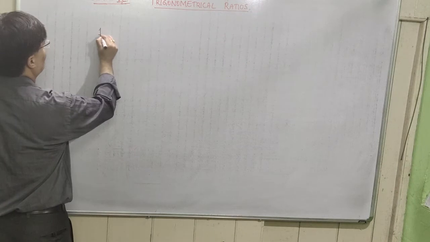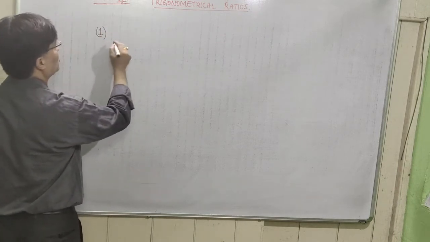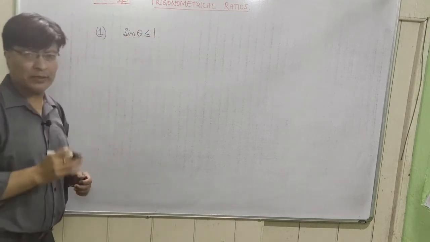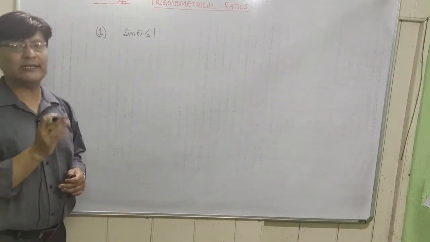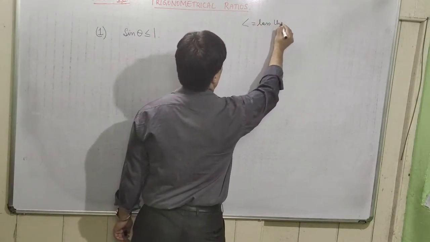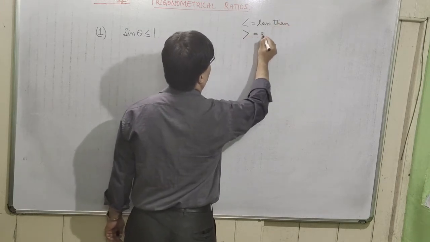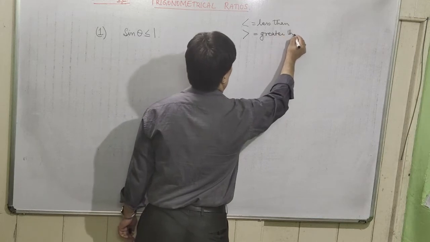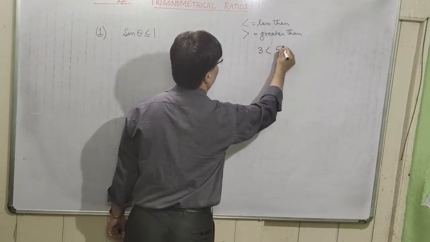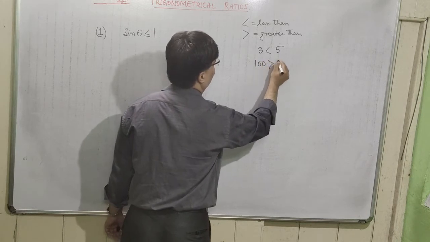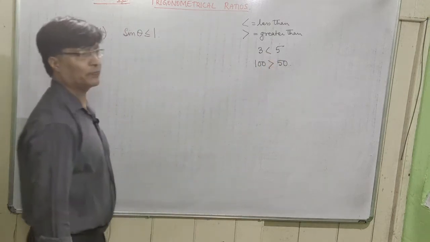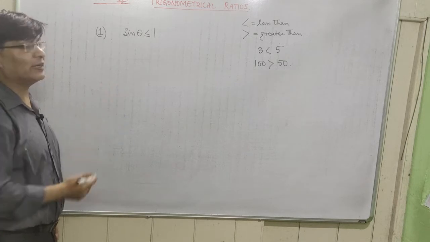So now you should know that sin theta is always less than or equal to 1. Sin theta may be equal to 1, but the value of sin theta should not be more than 1. You know this sign, isn't it? This is the less than sign, and this is the greater than sign. This means greater than, this is less than. Like, you know that 3 is less than 5, 100 is greater than 50, right?